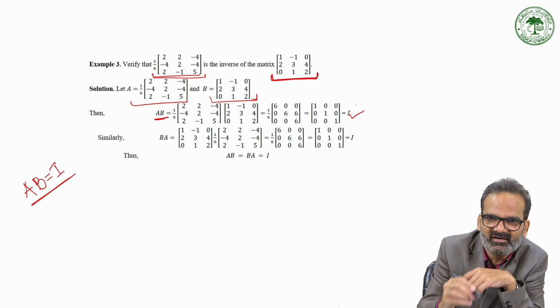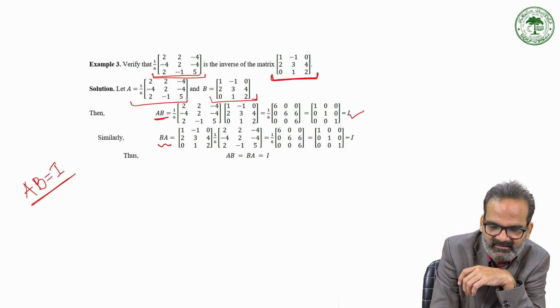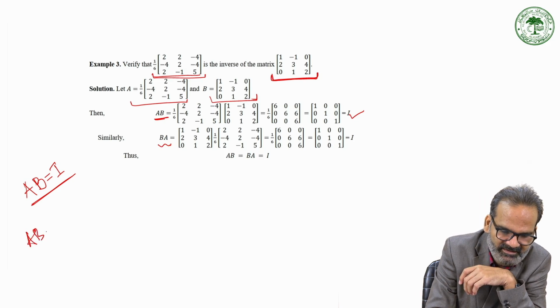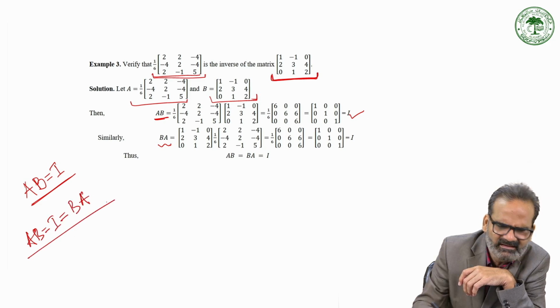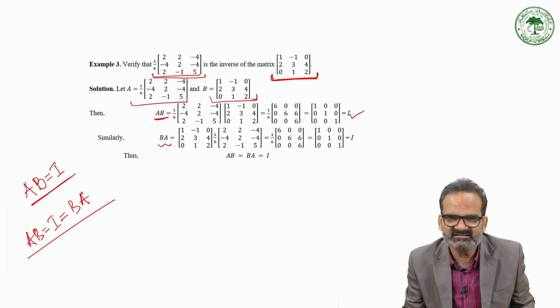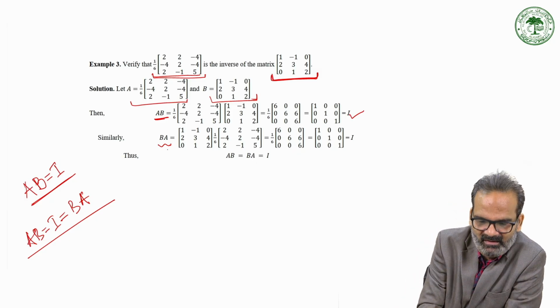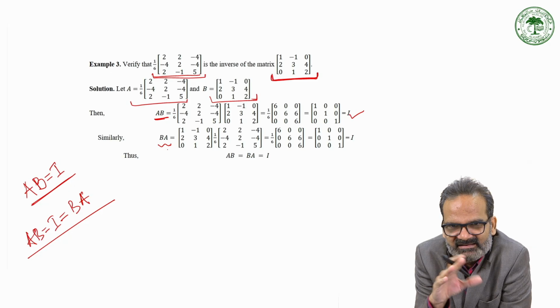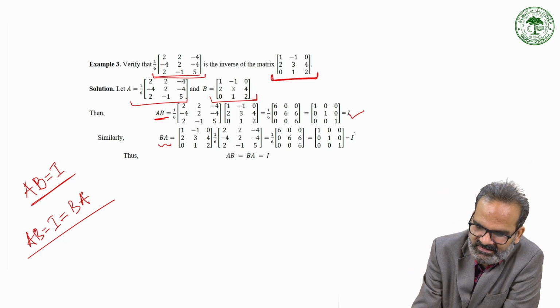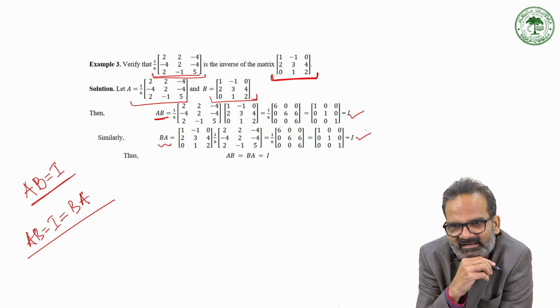If the order is reversed, like BA, the definition says AB equals I and this must also equal BA, because A and B are inverses of each other. So we will calculate BA also. When we calculate BA in the same way by multiplying these two matrices, the product of BA also comes out to be an identity matrix.